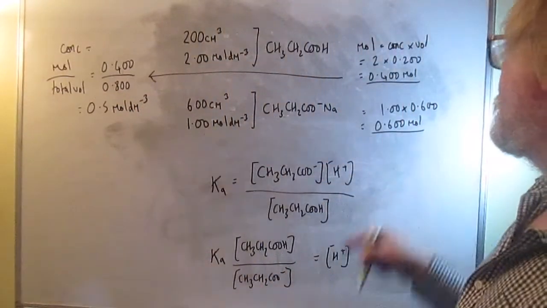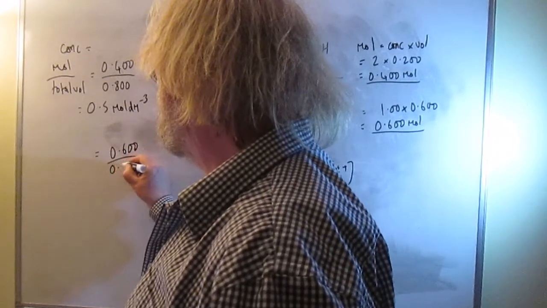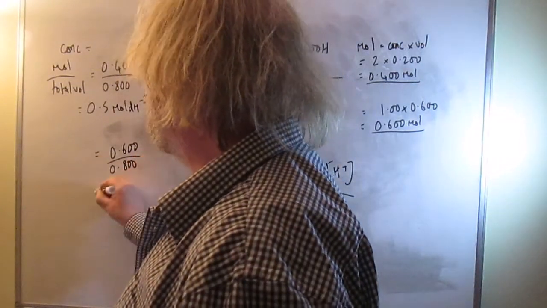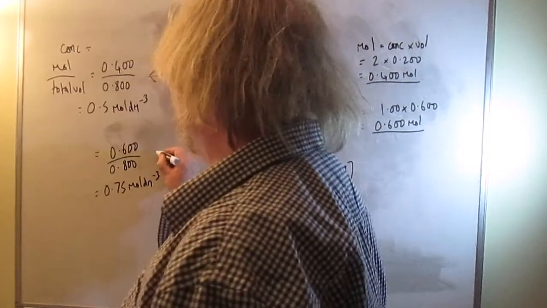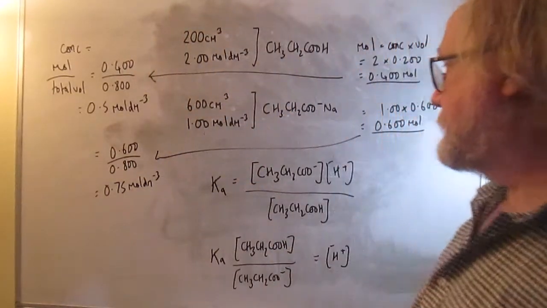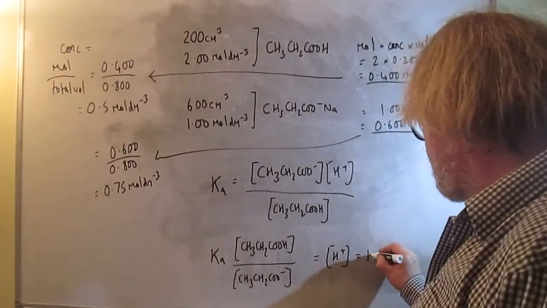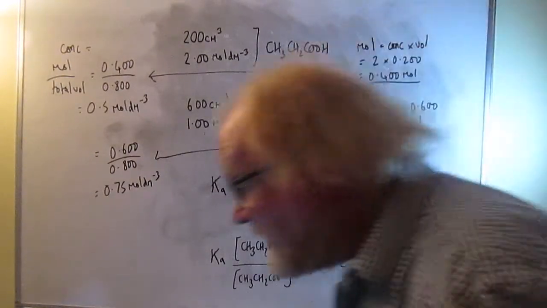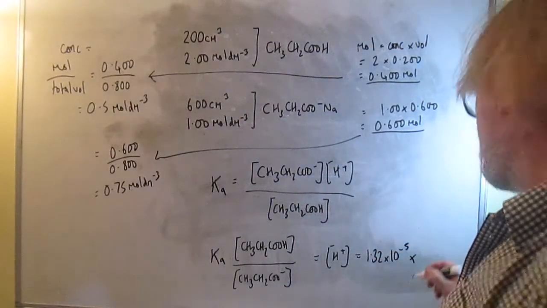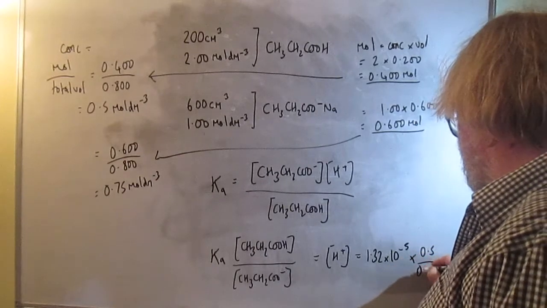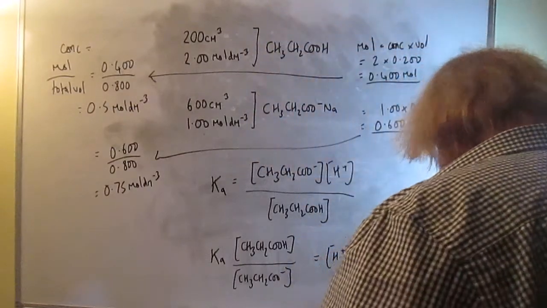And then for this one we've got 0.6 moles, so the concentration is 0.6 over 0.8, which is 0.75 moles per dm cubed of the conjugate base. So we can plug those numbers into the expression. So that's equal to 1.32 times 10 to the minus 5 times 0.5 over 0.75, which is, let's do that on the calculator.